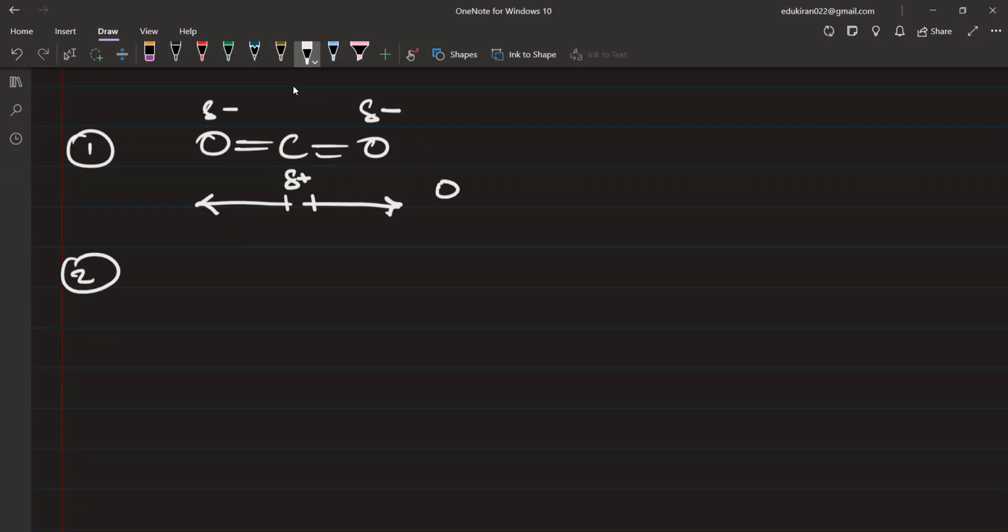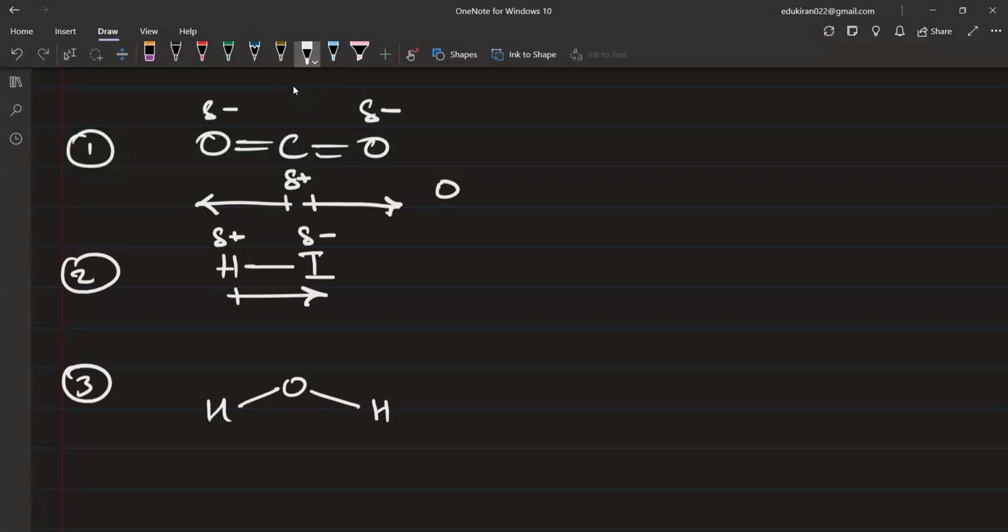Second case is with HI. Now HI is going to have some dipole moment because this is delta negative and this is delta positive due to electronegativity. Okay, there will be some dipole moment here. Third is water. Now water has this type of structure.